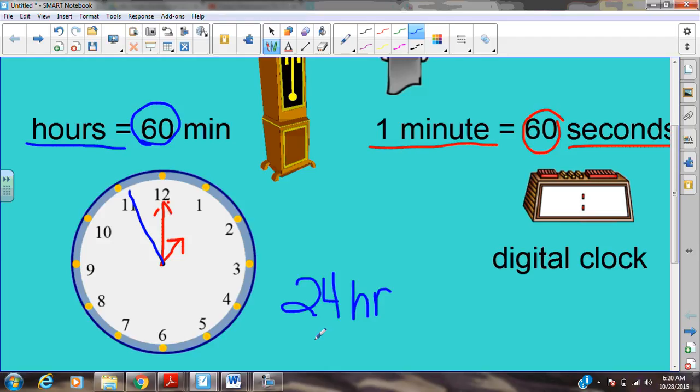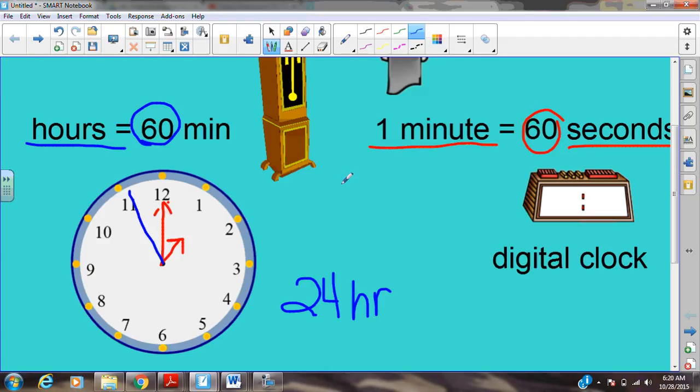When it gets to 12 o'clock again, that's noontime. At noontime, you are finishing lunch. And then it goes all the way around again back to 12 o'clock. It goes to 11:59, and that's the day. When it hits 12 o'clock, that starts a new day.